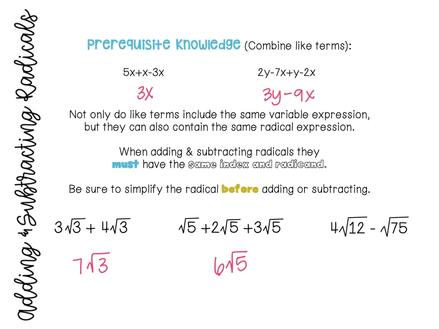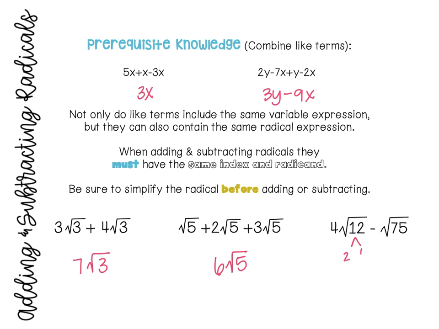Now, when I look at this next example, the problem is the radicands don't match. I have the square root of 12 and the square root of 75. Well, those aren't actually simplified. So if we simplify these first, we might be able to get the radicand and index to match.